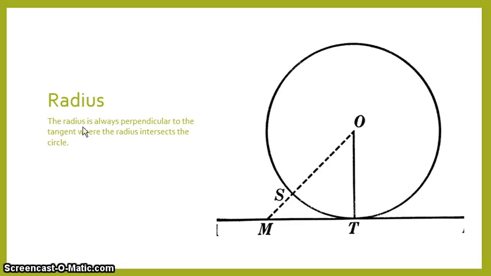Now the radius is always perpendicular to the tangent where the radius intersects the circle. Now we've got the radius intersecting the circumference of the circle, and here's the perpendicular line to it. So that should be a right angle there. And that's always like that. It doesn't matter what circle it is.